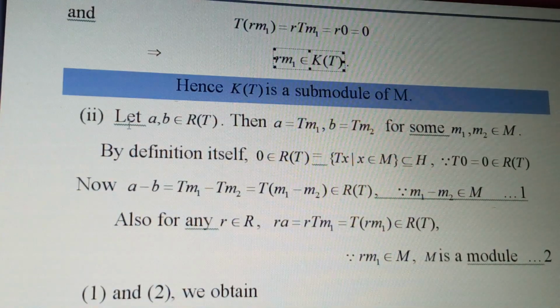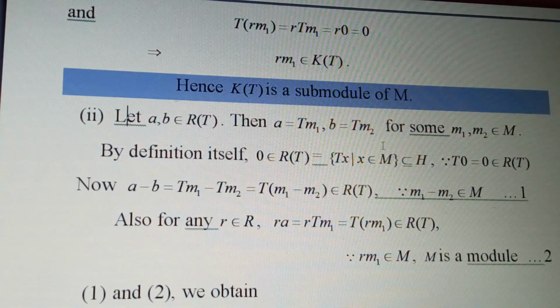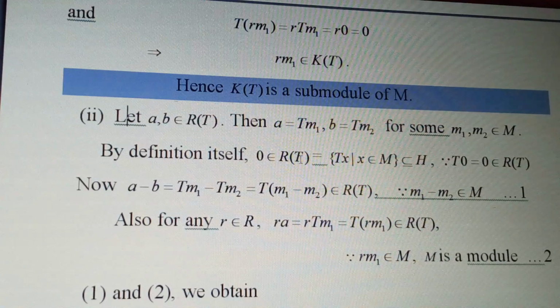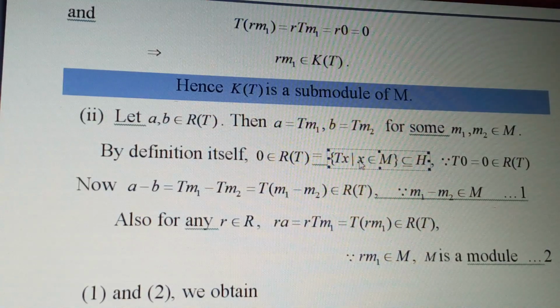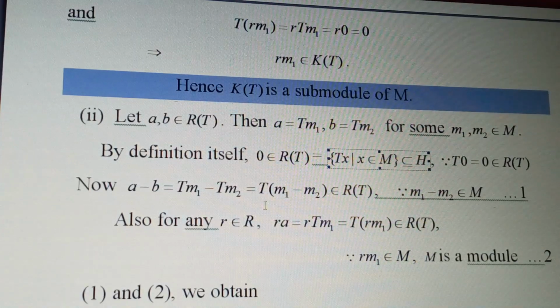For the second part, let a and b be two elements of the range of T, a = T(m1) and b = T(m2), for some m1, m2 elements of M. By definition, 0 belongs to R(T), so R(T) is non-empty, since T(0) = 0 and 0 is an element of R(T). Now a − b = T(m1) − T(m2). This is the value of a and b. T is common.